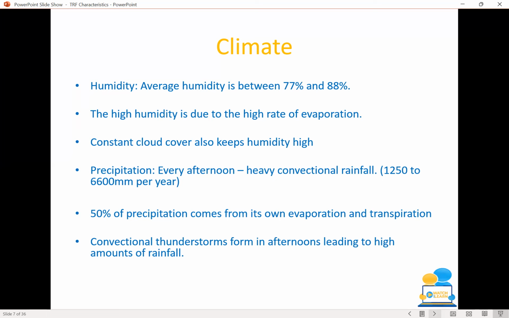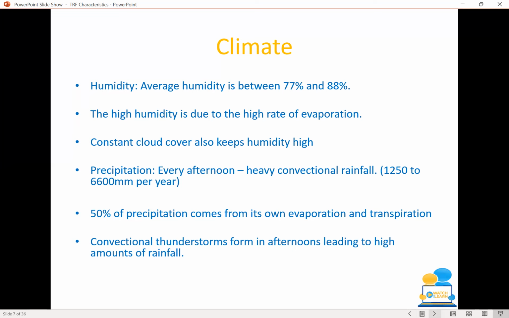As a result, as I said already, this leads to precipitation. Every afternoon, there's heavy convectional rainfall. Again, this is all due to evaporation and rising heat coming up through the air. As we know, convectional rainfall is a very heavy sort of rainfall. Water can come down in huge amounts, and it can sometimes lead to thunder and lightning.